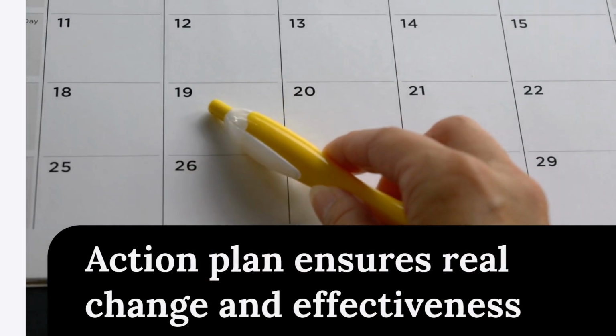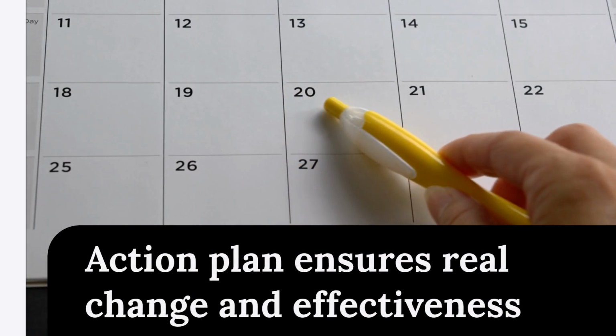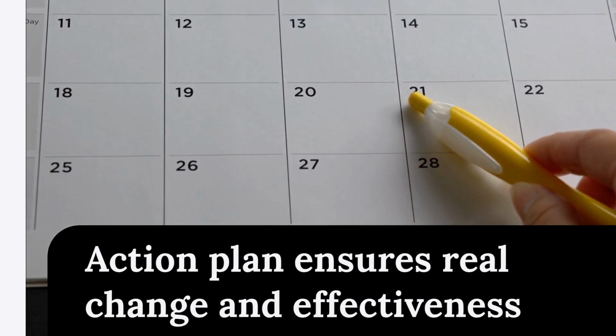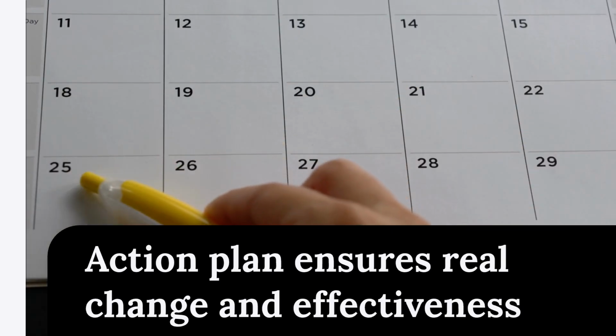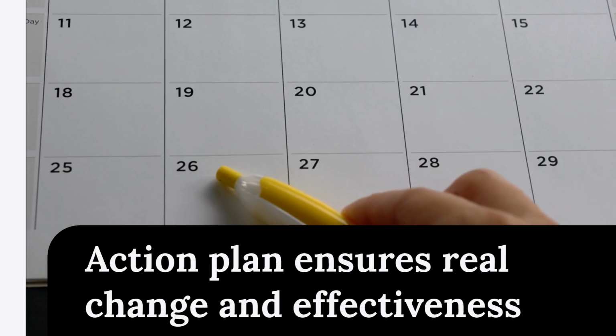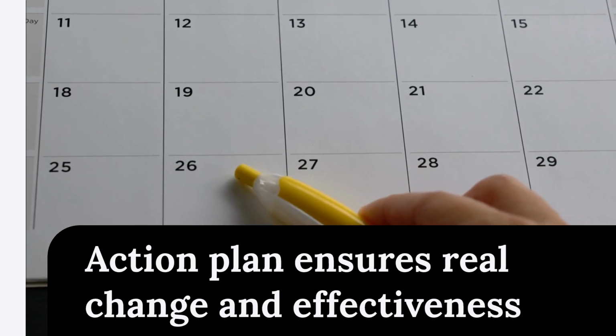End the review with a practical action plan. Define what needs to change, who is responsible, and set deadlines. Include training or supervision needs and how improvements will be monitored. This plan ensures the review leads to real change. It's a roadmap for enhancing the policy's effectiveness.